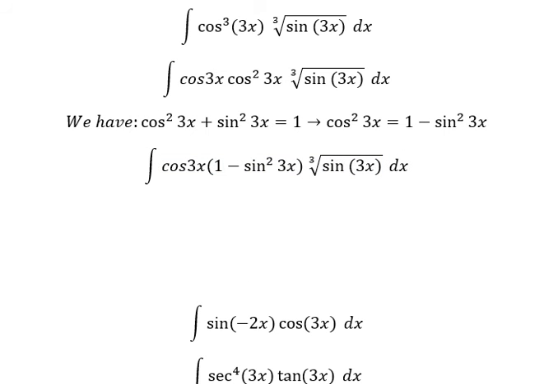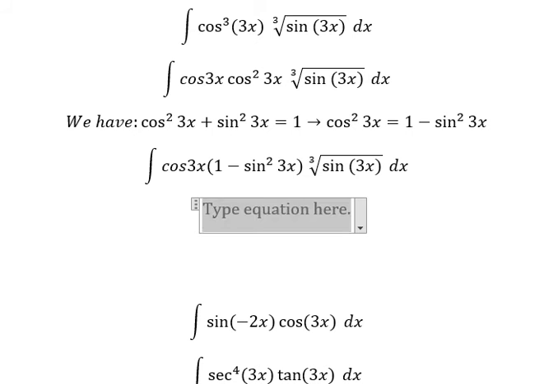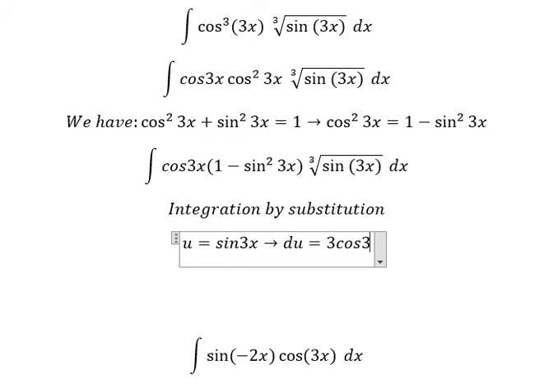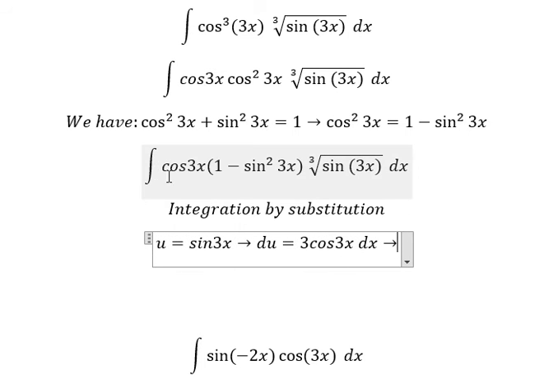Now, we need to use integration by substitution. So I will put u equal to sine 3x. Next, we take the first derivative of both sides. So we have du equals 3 cosine 3x dx. Because we don't have the number 3 here, we need to divide both sides by 3.